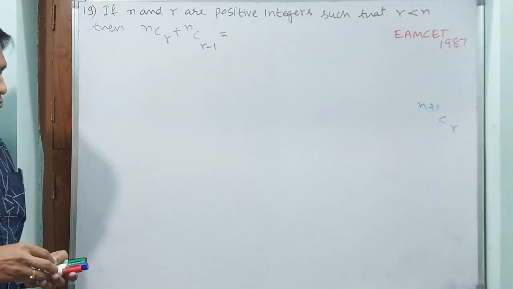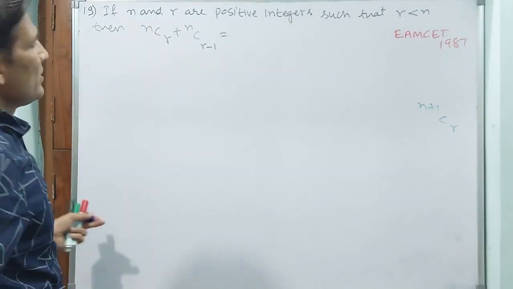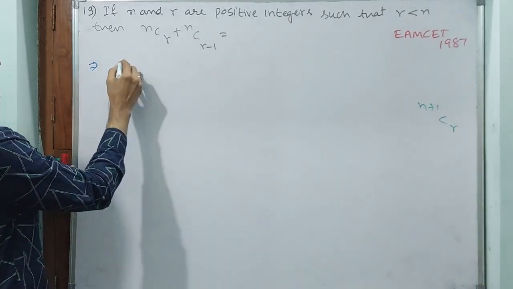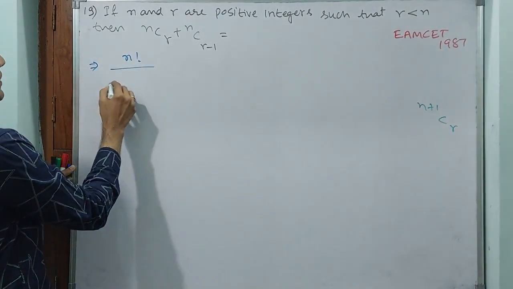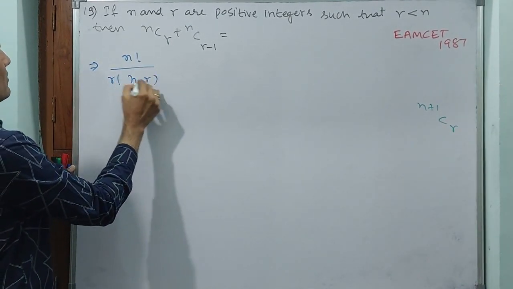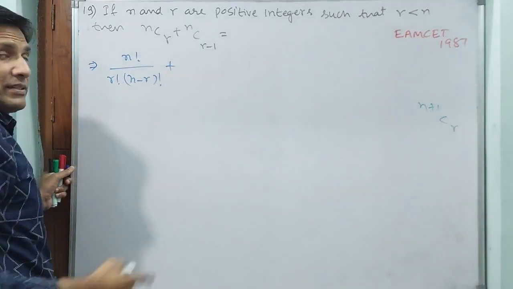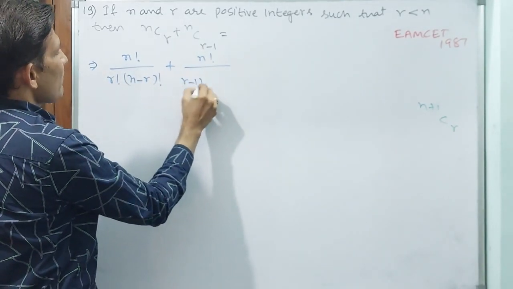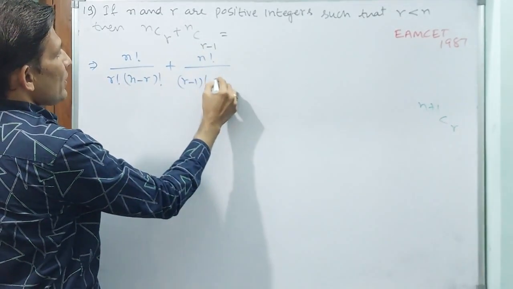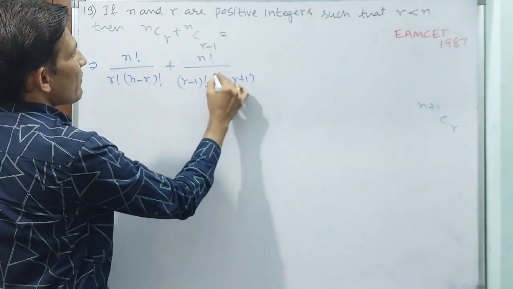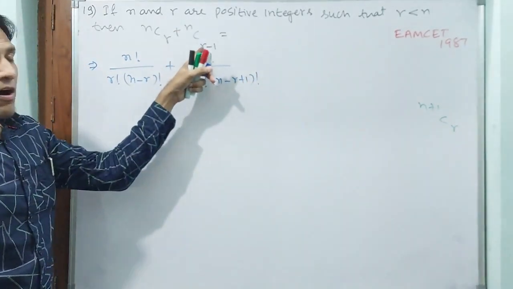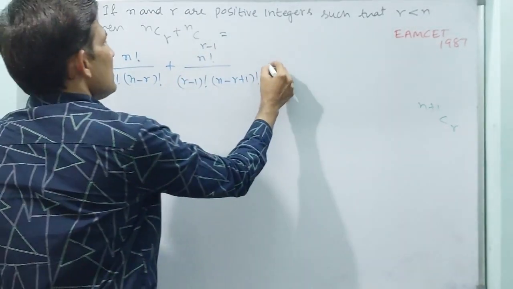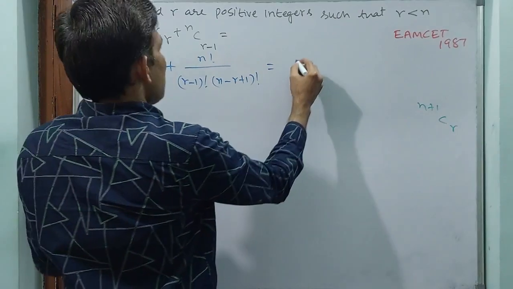Now observe carefully how we are going to prove it. See, nCr means what? It implies n factorial by r factorial into (n minus r) factorial, plus, again here you see, n factorial by (r minus 1) factorial into (n minus r plus 1) factorial. Why? n minus of (r minus 1) means r will be minus, 1 will be plus. Okay, let us proceed.